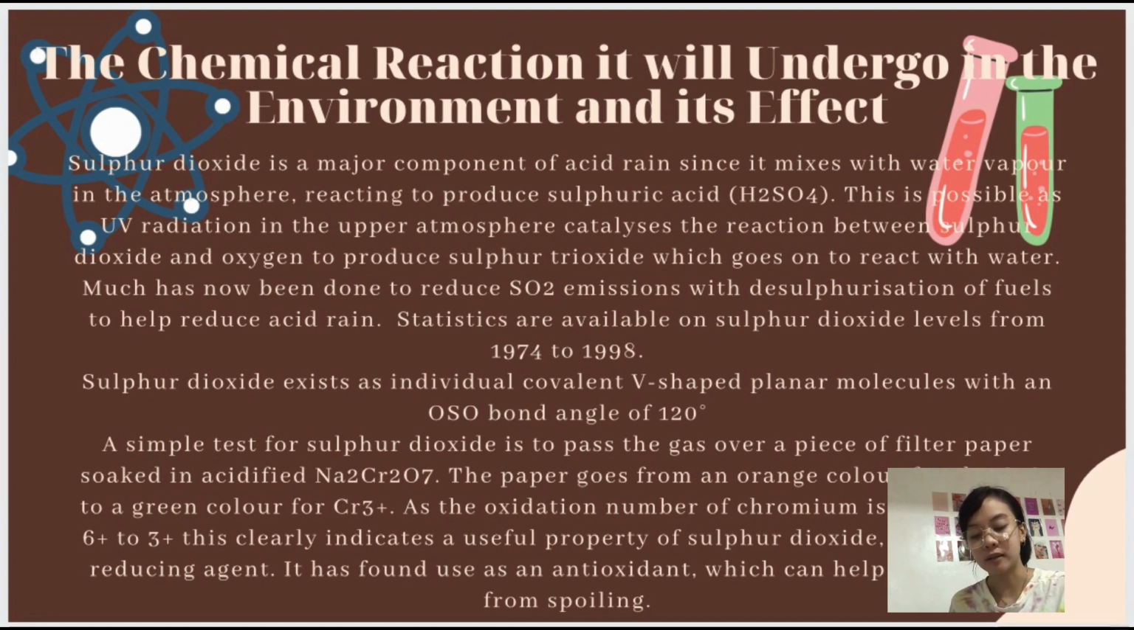Much has now been done to reduce emissions with desulfurization of fuels to help reduce acid rain. Statistics are available on sulfur dioxide levels from 1974 to 1998. Sulfur dioxide exists as individual covalent V-shaped planar molecules with an O-S-O bond angle of 120 degrees.